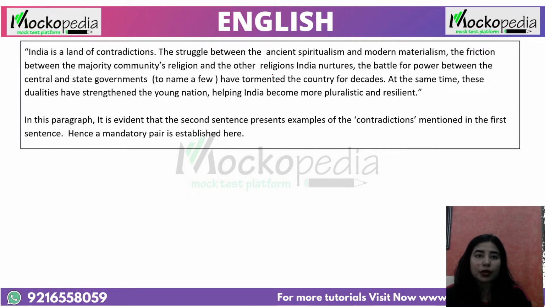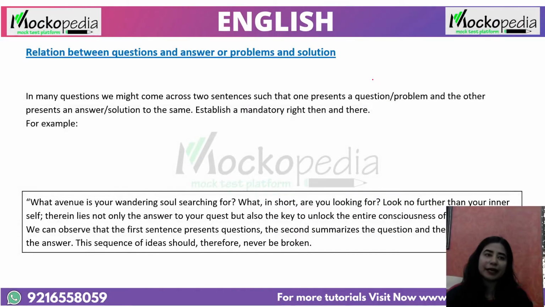So it's talking about contradictions. What are the contradictions? You can see that the second statement is talking about all such contradictions. So it's an elaboration, an illustration, an example to help you understand how the variations occur or how the contradictions exist, and in a way it is building the idea, right? So it will be easy to establish a mandatory pair when you get such clues.